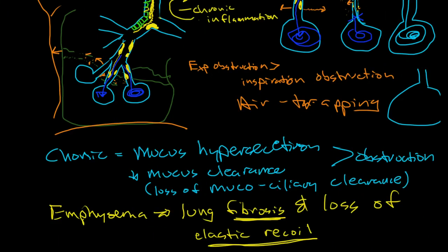Now, again, there are many people that have symptoms of both chronic bronchitis and emphysema. So they may have some lung fibrosis with loss of elastic recoil in addition to mucus hypersecretion and decreased clearance. And I would say the majority of people with COPD have some degree of both. Okay, so I wanted to talk a little bit about what you observe clinically with COPD.